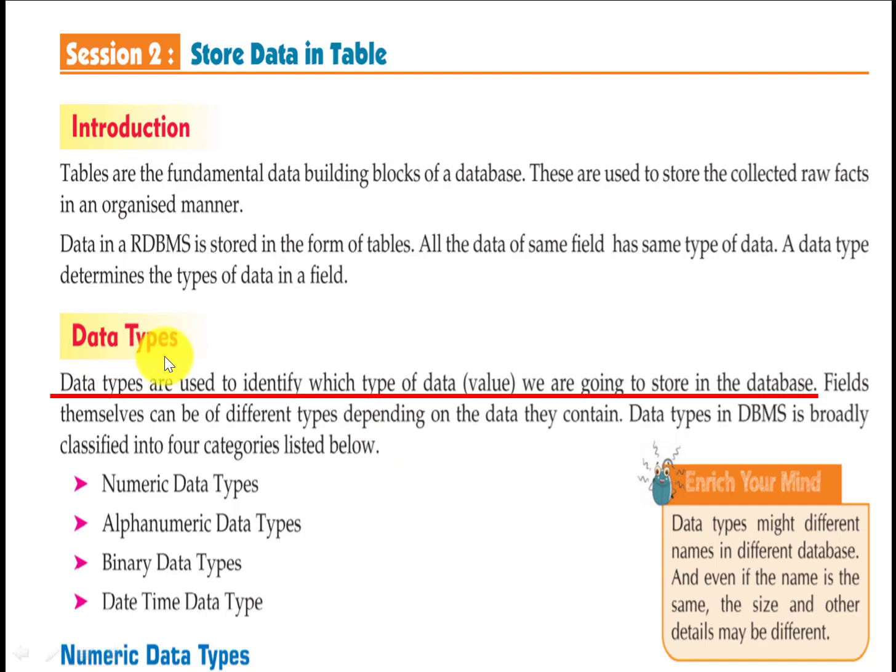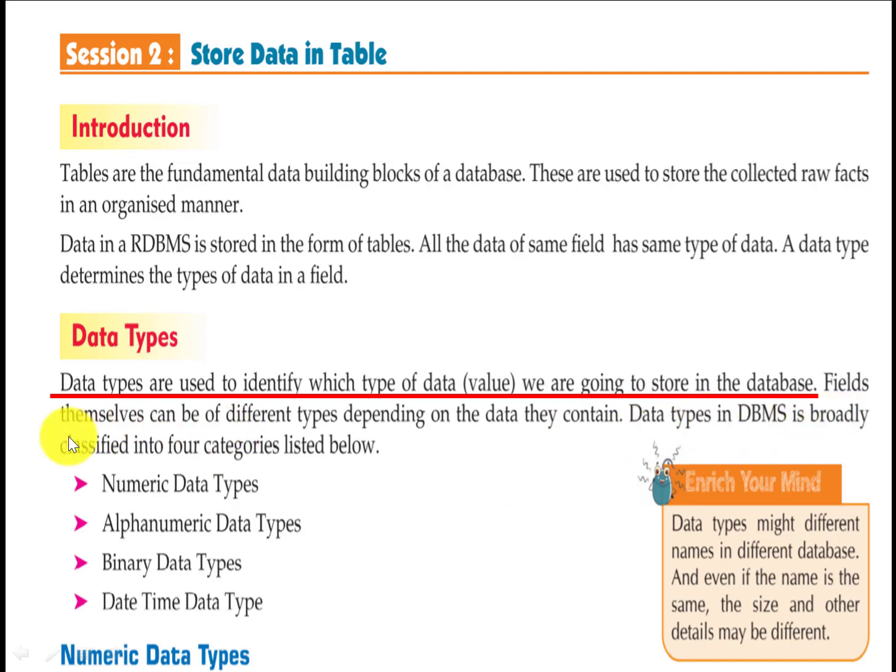Data types. What are data types? Data types are used to identify which type of data we are going to store in the database, like which type of value we are going to put in our tables. Like it's a number type, or we are going to add a date or time, a name, an admission number. Which type of data we are going to add.